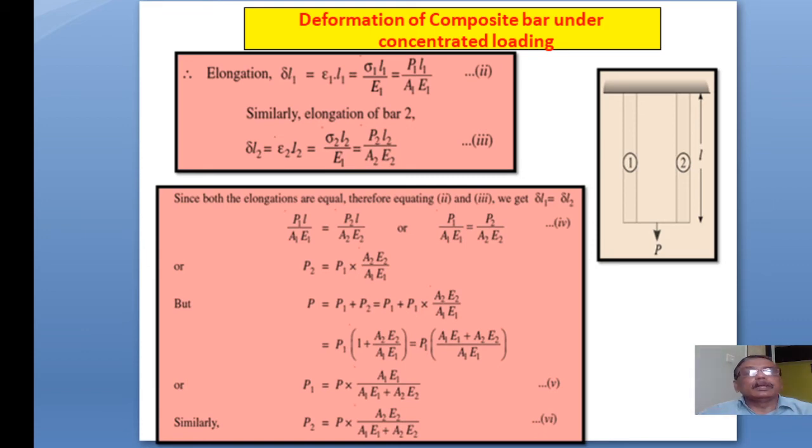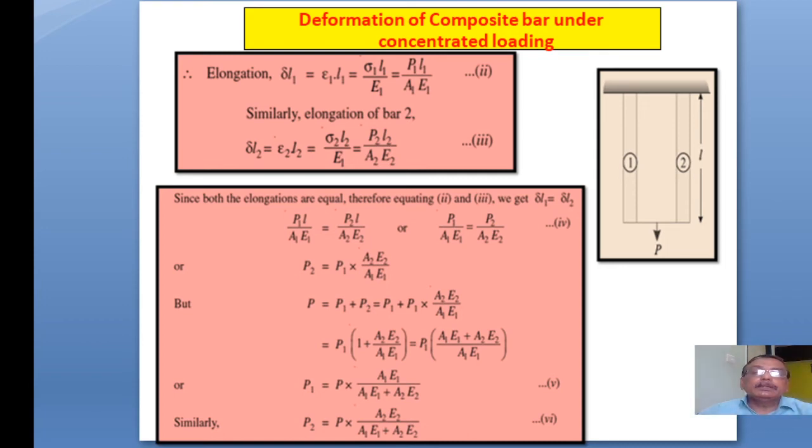So delta L1, the elongation, is epsilon 1 into L1. We are considering only bar number 1. So delta L1 is sigma 1 L1 upon E1. Putting the value of sigma 1 from the previous equation, delta L1 equals P1 L1 upon A1 E1, that is equation number 2. Similarly, we can apply these equations to bar number 2, and the elongation of bar 2 is equal to P2 L2 divided by A2 E2.